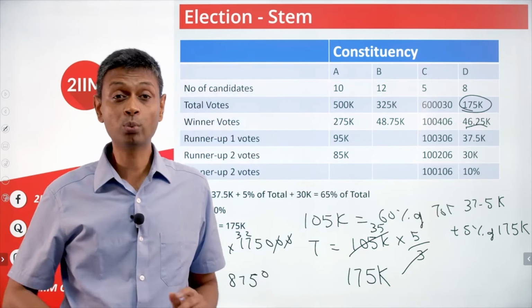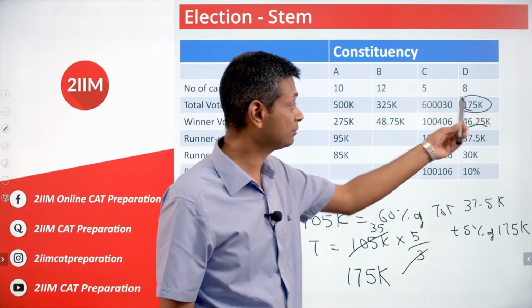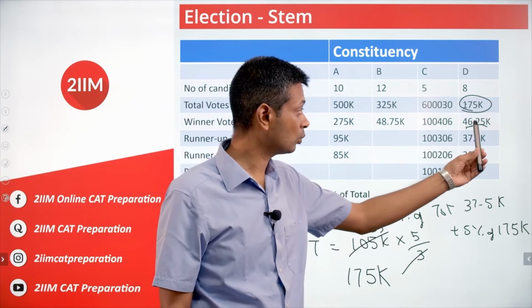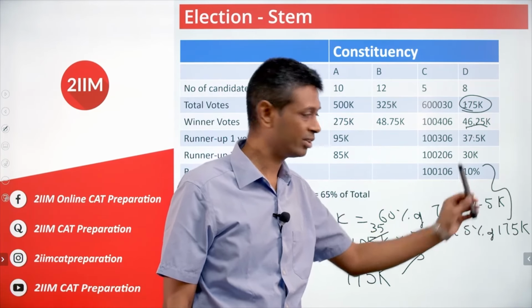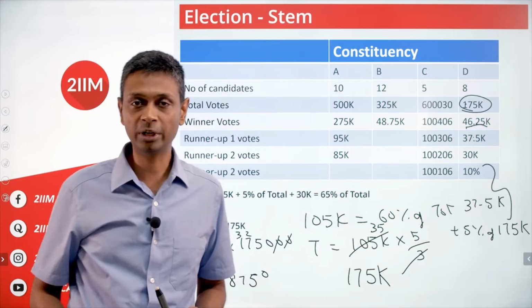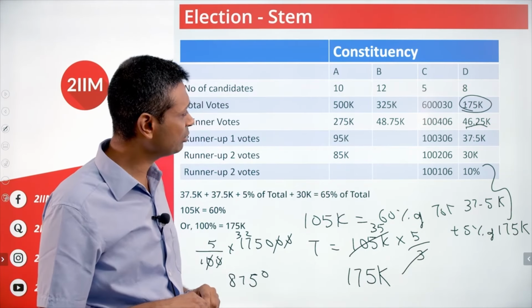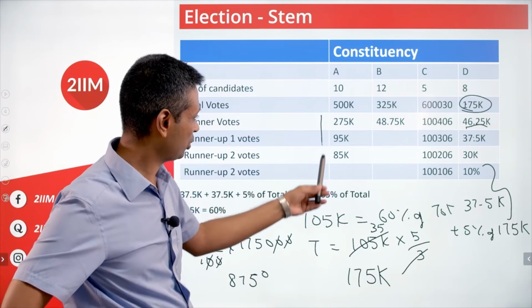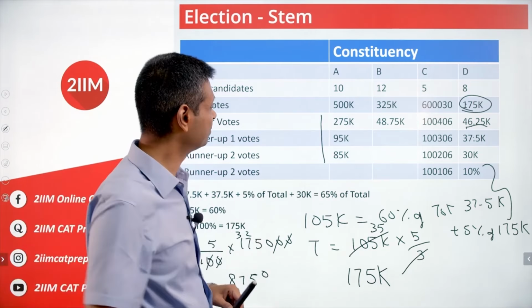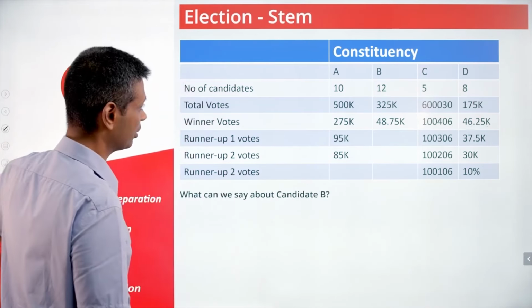46250. So now we've got the total number of votes polled in D, what the winner got, what runner-up 1 got, runner-up 2 got, what all of them put together got, what this guy got, everything we've got. Complete data. We've got a reasonably full data on C and D. We've got sufficient amount on A. Let's look at B. And B is very interesting.